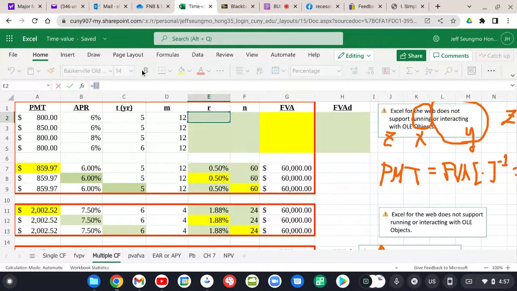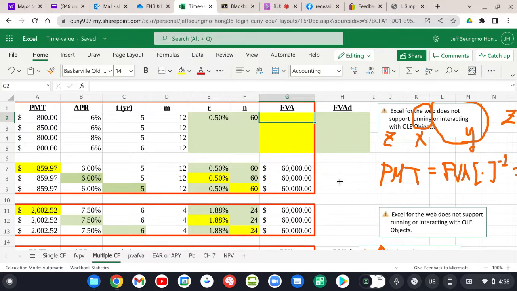And then it's simple. 6% divided by 12. It's going to give you 0.5, right? Okay, so it's not showing the formula, but I don't know why. And then n, as actual number of compounding, there will be 60 because it's 5 years times 12 months, 60.